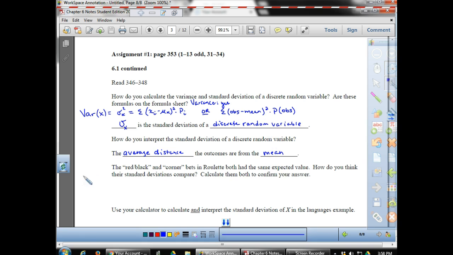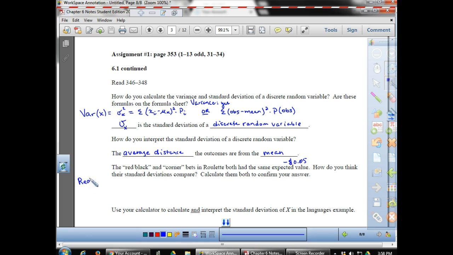So we have a little example here where this is back to the roulette example. And we know that the red, black, and the corner bets had the same exact expected value. And that was -5 cents. So we're going to look at the standard deviations and see how they compare. So I'm going to show you how to compute those.